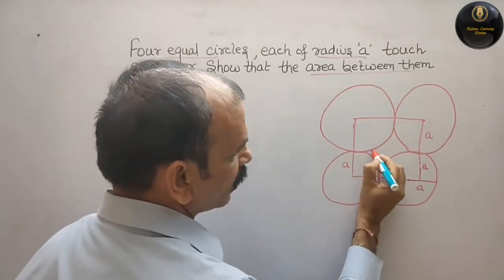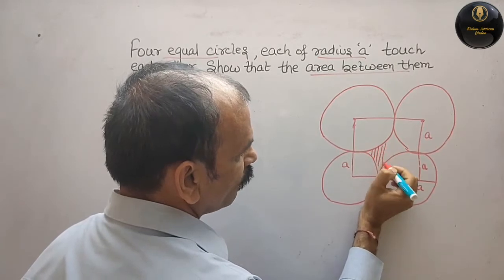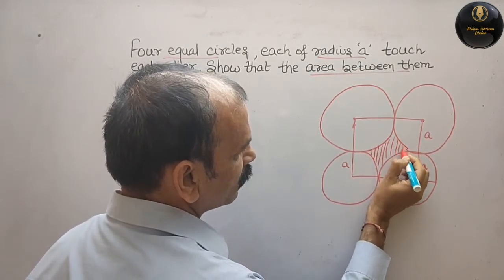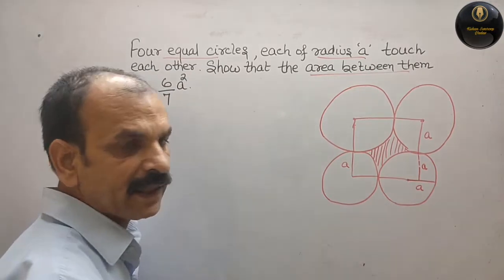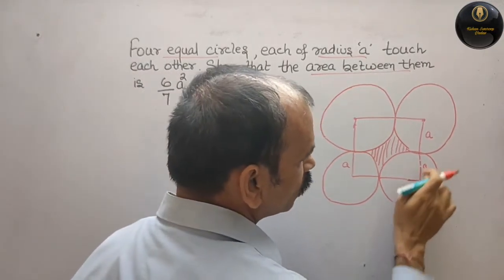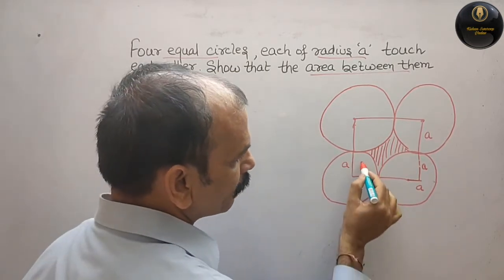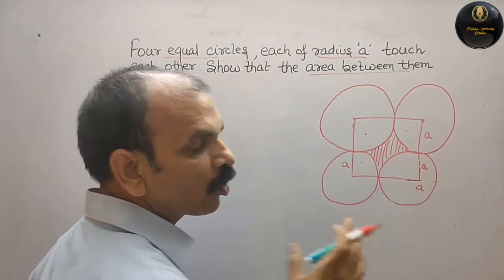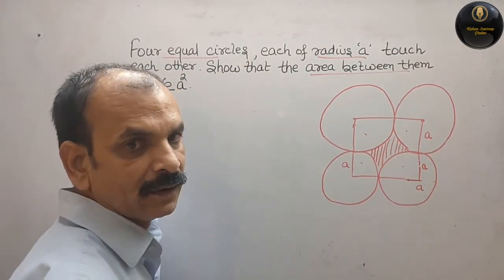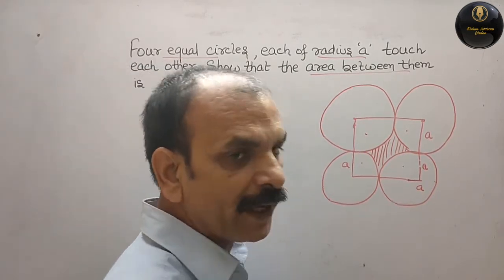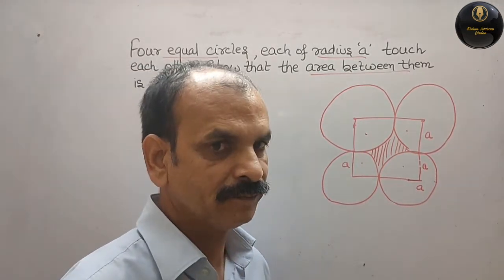That means this area. We have to find out this area. So now you can see how this figure is. It's a square. और ये क्या है आपके? These are your 4 quadrants. तो 4 quadrants of equal radius makes a circle.